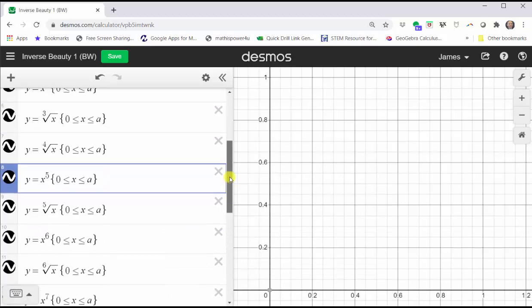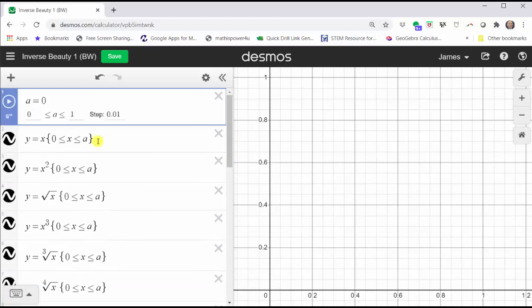Also notice how for the domain restriction, which must be entered in curly brackets, I've entered x is greater than or equal to 0 and less than or equal to a, and then I have a slider for a going from 0 to 1, which means as a increases from 0 to 1, we will see all the functions graphed at one time on the coordinate plane. Let's go ahead and click play.